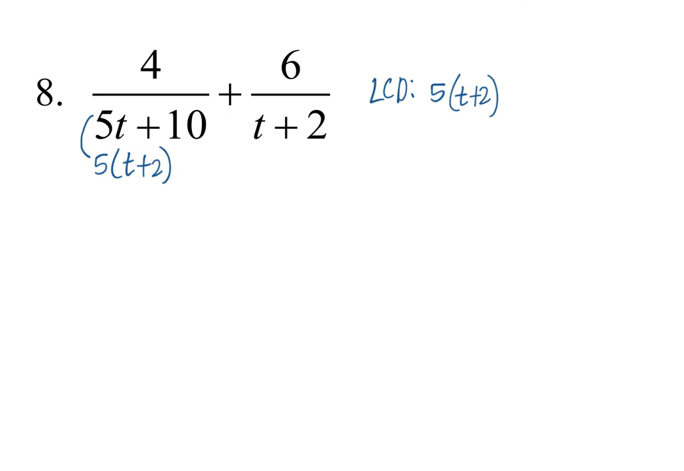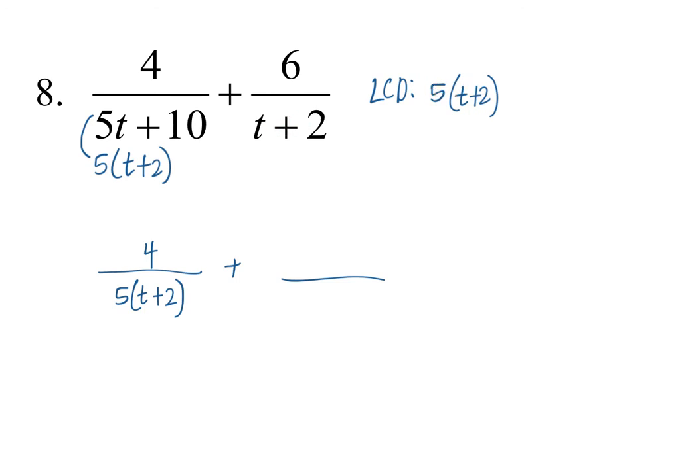So now we want to rewrite each expression so that it has a denominator of the LCD. Well, 4 over 5t plus 10, again, we factored that into 5 times t plus 2. You will notice that is the LCD. So nothing needs to change with the 4 in the numerator, okay? But now if you look right here, t plus 2, I'm wanting that to be 5 times t plus 2. So what's it missing? What's t plus 2 missing?